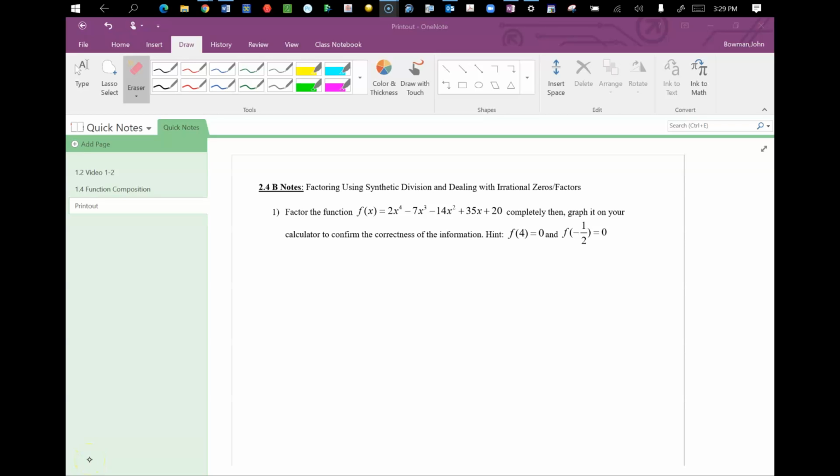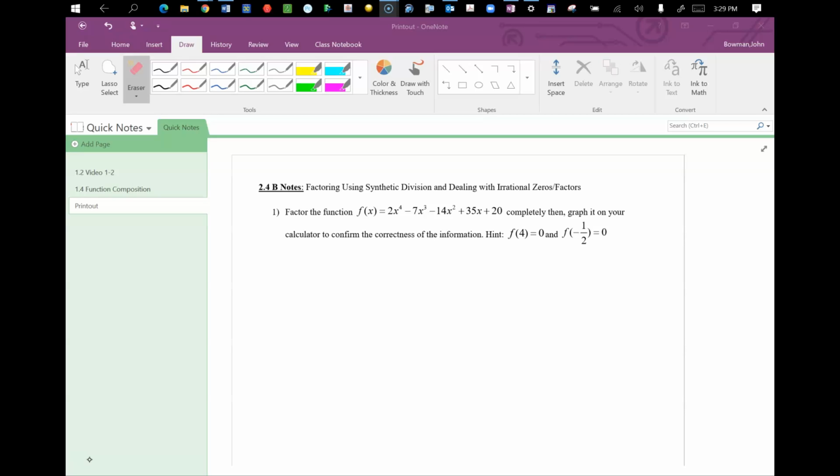Hey everyone, this is Mr. Bowman, and in this lesson I'm going to show you how to use synthetic division to reduce higher degree polynomials down to factorable quadratics, or quadratics that you can apply the quadratic formula to find the irrational zeros.